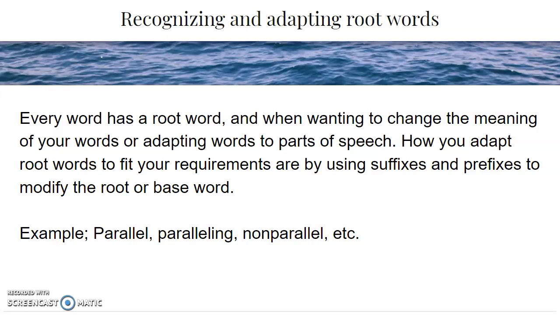For example, the word parallel can be changed with suffixes: parallels, paralleling, parallelize, parallelepiped, and with prefixes: anti-parallel, non-parallel, unparallel, subparallel.